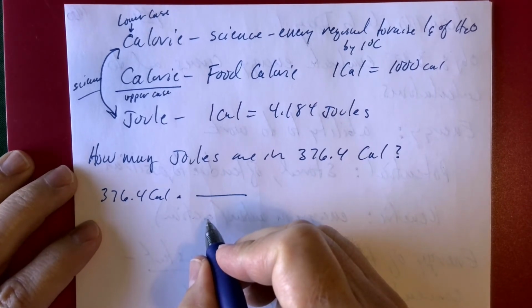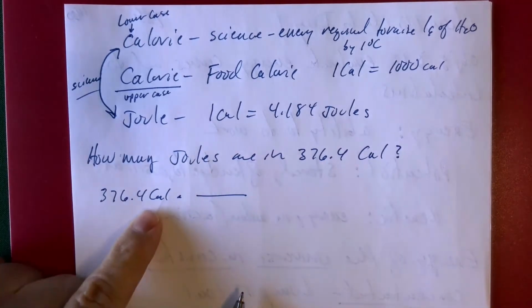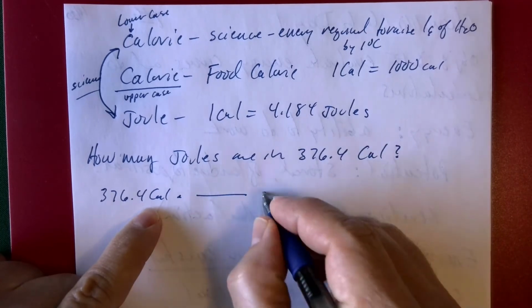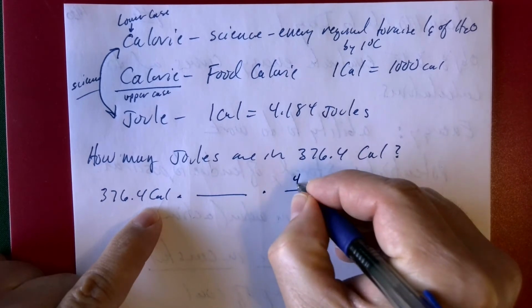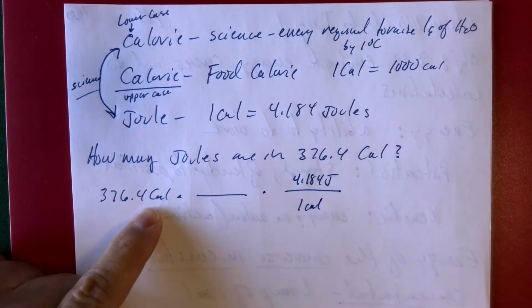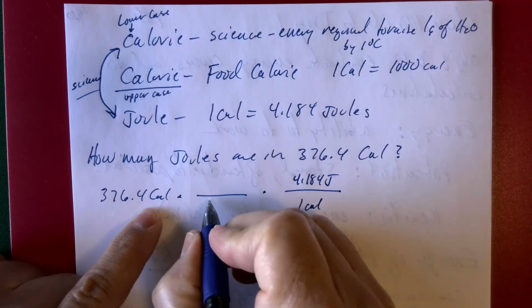4.184 joules over 1 cal. Little c, okay, but I'm in big C's here. Don't I have to get to little c's first? You're right, but that one goes right here. That one goes there.